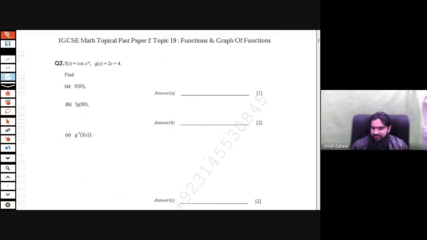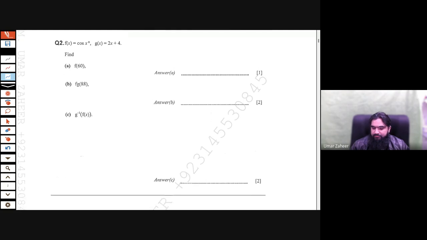All right. In the next one, he says that f of x is equal to cos x and g of x is equal to 2x plus 4. Find f of 60. So the f function is cos of x, and at the place of x we have to substitute 60. Cos 60 is equal to 1 by 2, or 0.5. In the next part, he says to find the composite function f of g of 88.